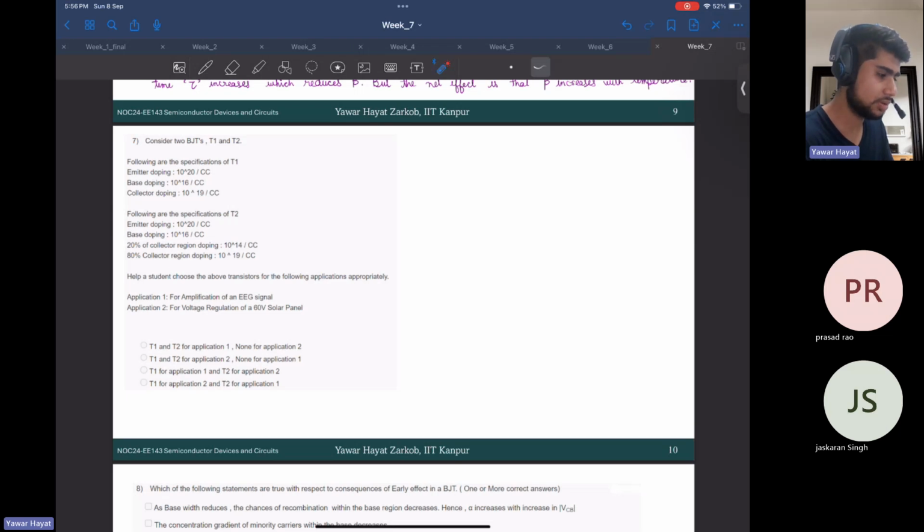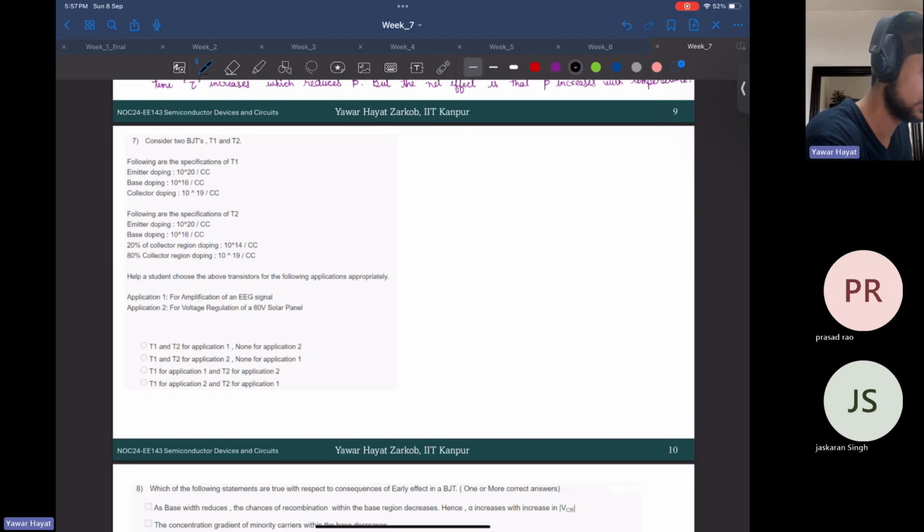You need to help a student choose the above transistors for the following applications appropriately. Application 1 is for amplification of an EEG signal. And application 2 is for the voltage regulation of a 60 volt solar panel. So these are the two applications. Now, which transistor should be used for which application? That is precisely what the question is asking. So how should we answer? Yes, I'll do that now.